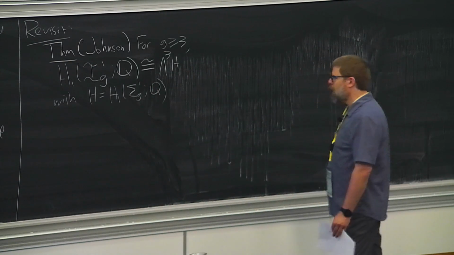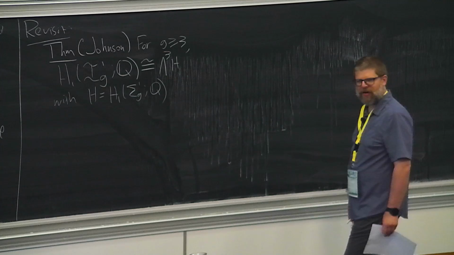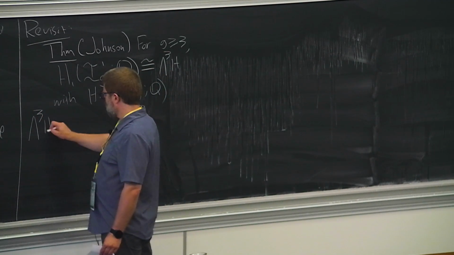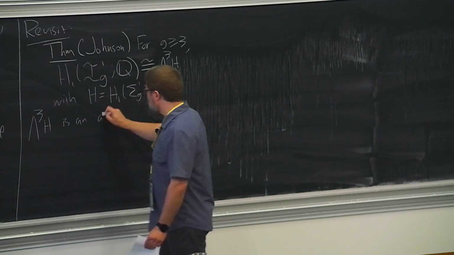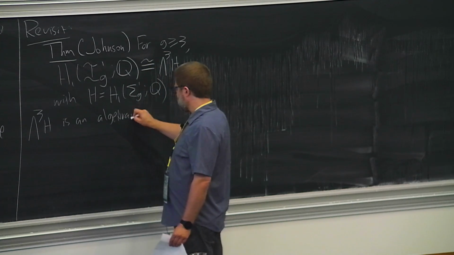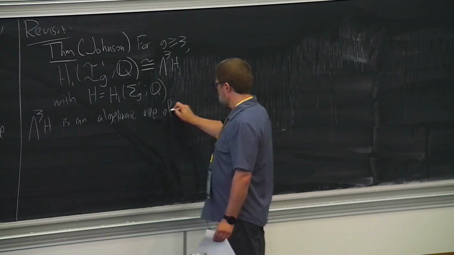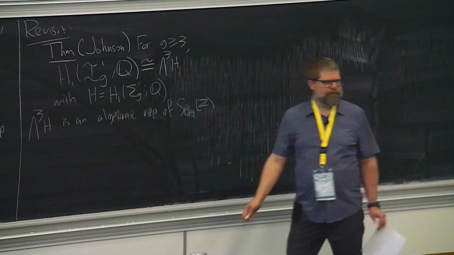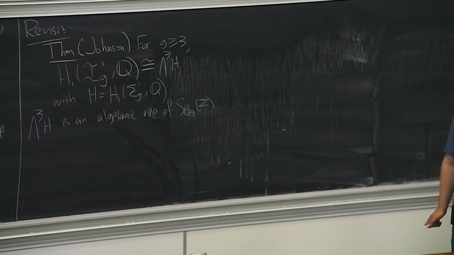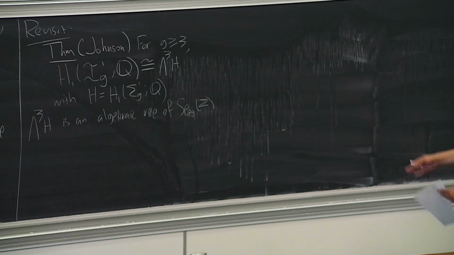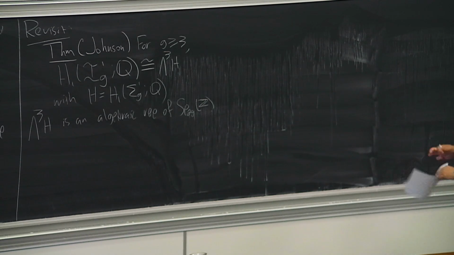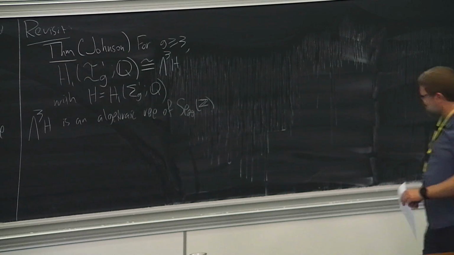Okay, so how does this fall into our classification? Wedge 3 of H is an algebraic representation of Sp_2g(Z). So it falls into the nice kind of representations, the ones that we have some hope of understanding without using sophisticated technology.